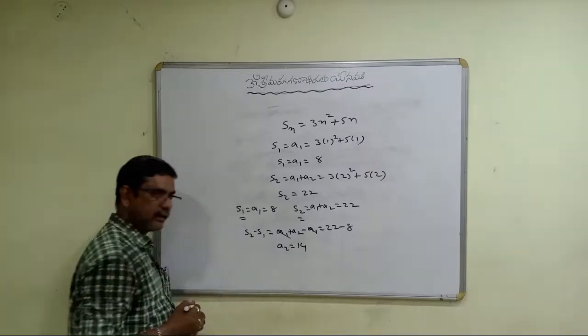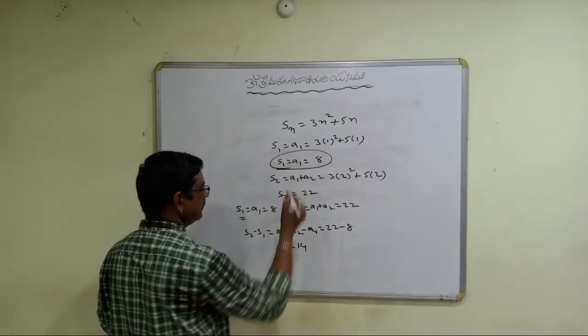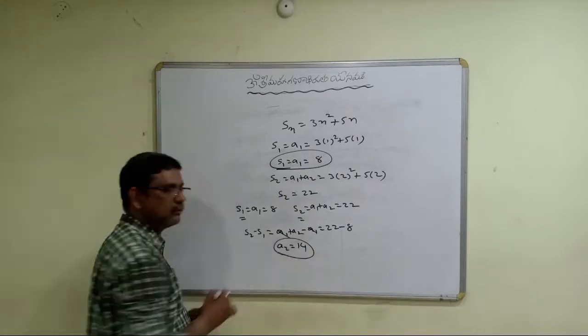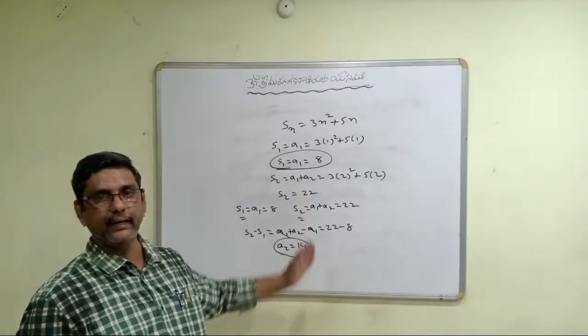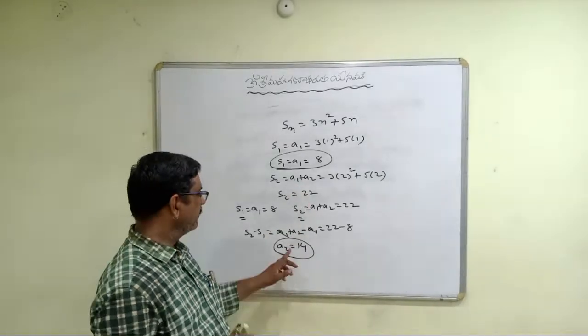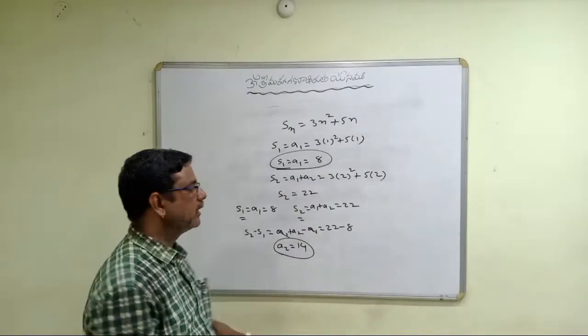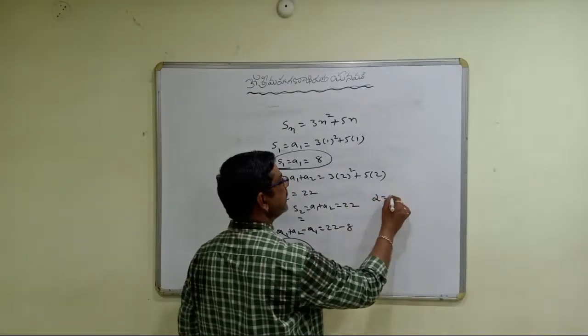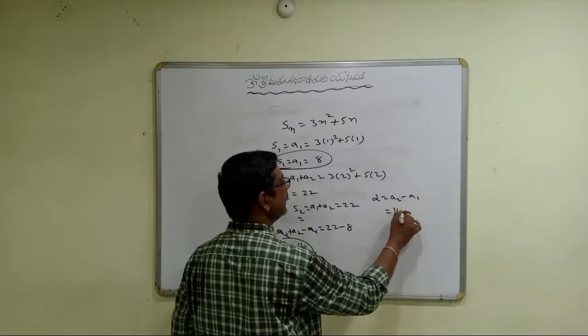So children, if you observe, we have A1 and we have A2. We got the hero and heroine. Hero, heroine have come to us. Okay? A1 is there, A2 is there. D is equal to A2 minus A1, which is 14 minus 8, 6.